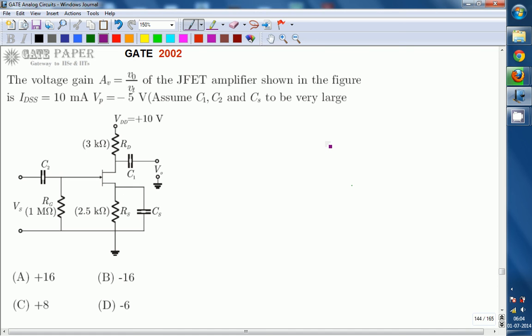Hello, we are discussing the GATE 2002 ECE paper, and this question is related to analog circuits. Look at the circuit diagram given. It is a common source FET amplifier.